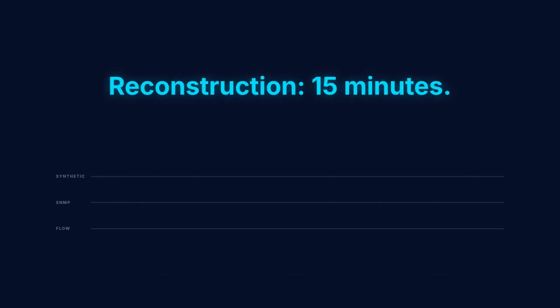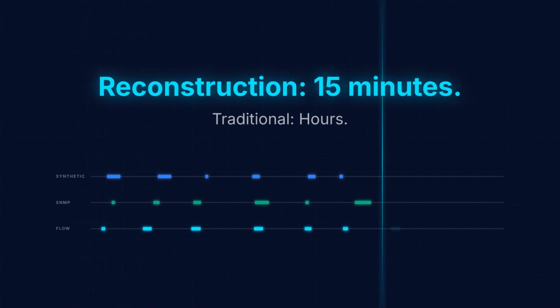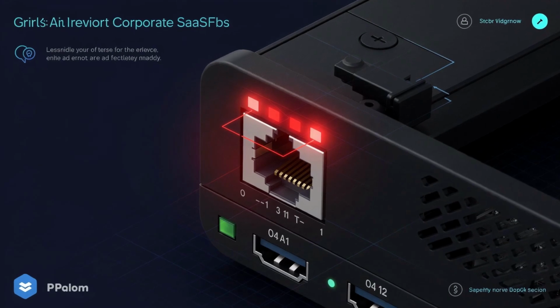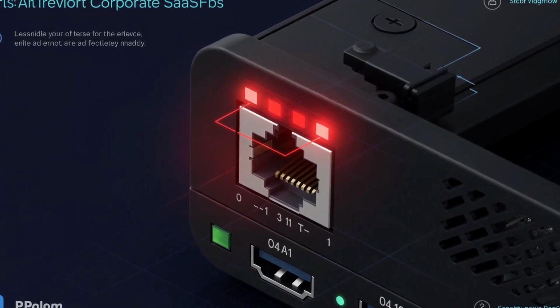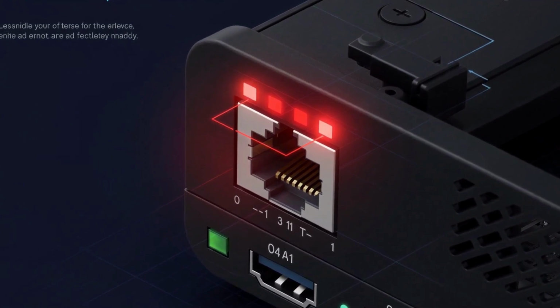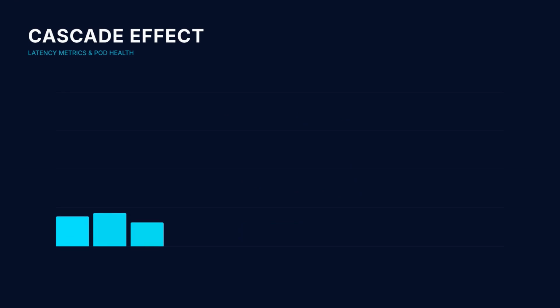That reconstruction took 15 minutes with unified data. It would have taken hours across separate tools and manually aligned logs. By digging deeper into the telemetry, we see the exact moment the primary circuit degraded, forcing the BGP session to flap. The flow data confirms that while the traffic stayed within the network, the backup path wasn't provisioned for this peak volume. This is where the pod restarts become visible.